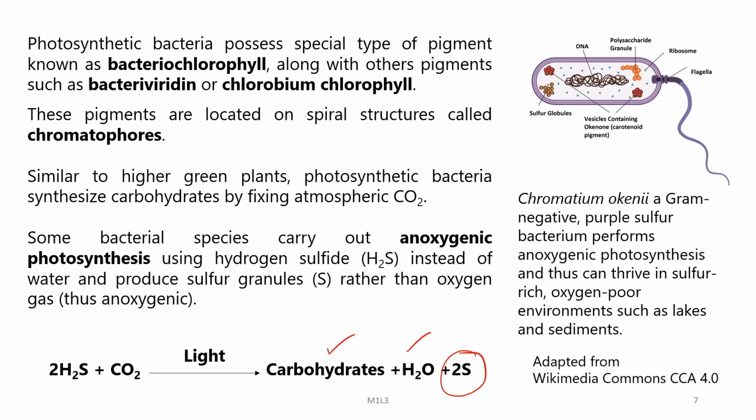In this picture you can see one species, Chromatium okenii, which is a gram-negative purple sulfur bacterium performing anoxygenic photosynthesis. Due to this capability, it can thrive in sulfur-rich, oxygen-poor environments in certain lakes and also in the sediments. Here you can see the sulfur granules which are getting produced, and then these are the polysaccharide granules produced in this entire process. Then these are the vesicles which contain the quinone and the carotenoid component, and it also has a flagellum, as you can see in this diagram.